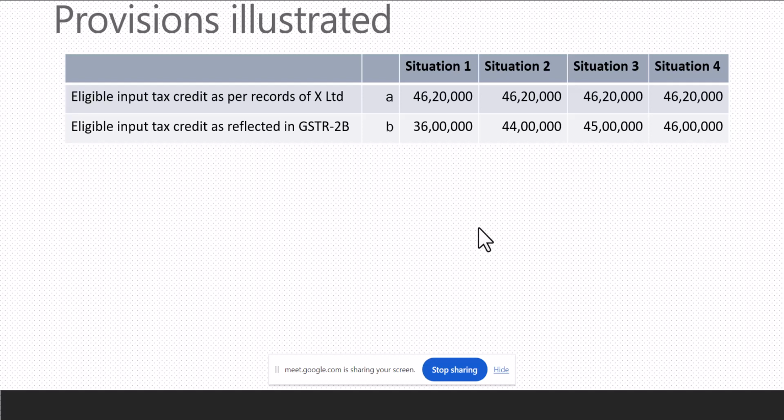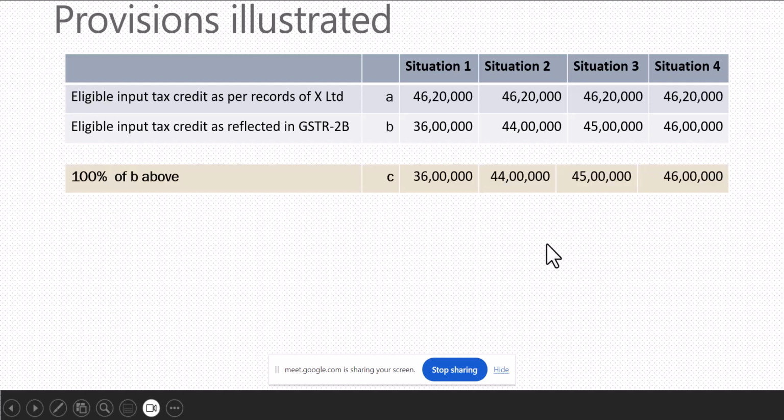First case 36 lakhs, second case 44 lakhs, third case 45 lakhs, fourth case 46 lakhs. Have you followed this? The first column is how much credit is available as per his own records, which is given in A. As per his records of the GSTR 2B, it is given as B here. In 2B, 36 lakhs. So how much is he entitled for? Whatever is there in the GSTR 2B, 100% of B.